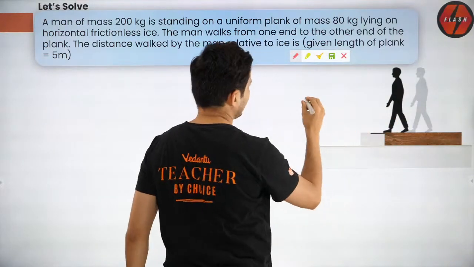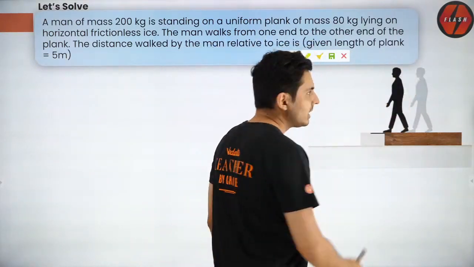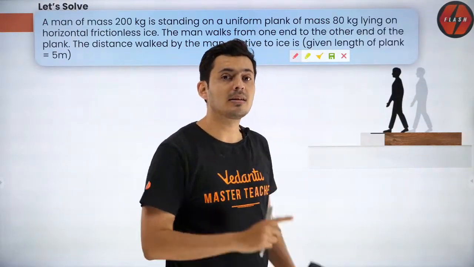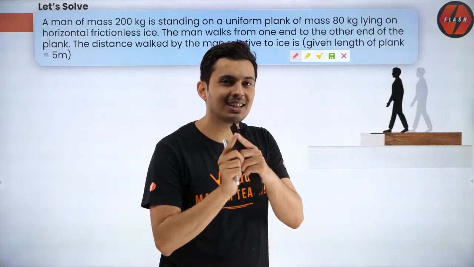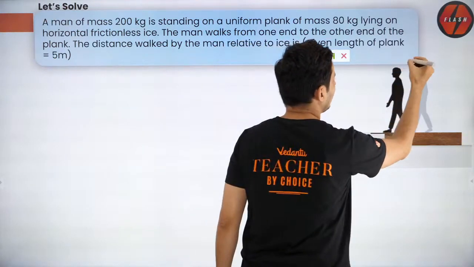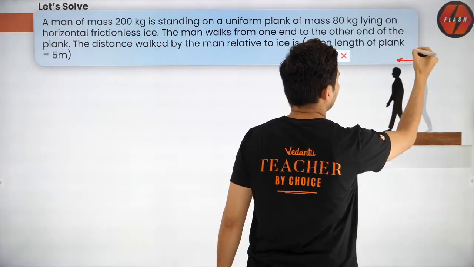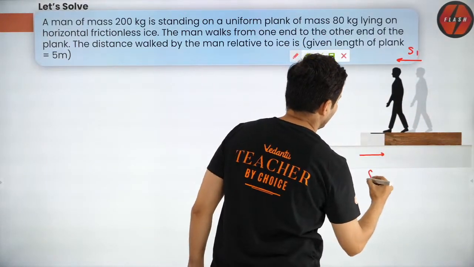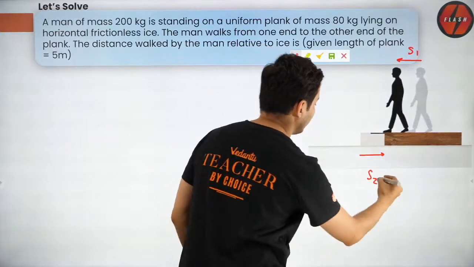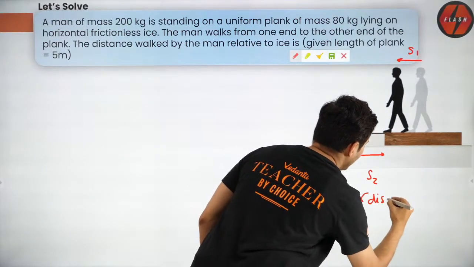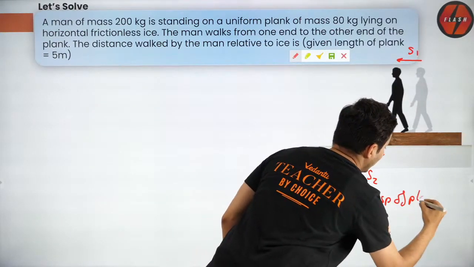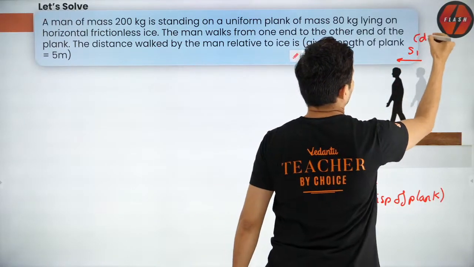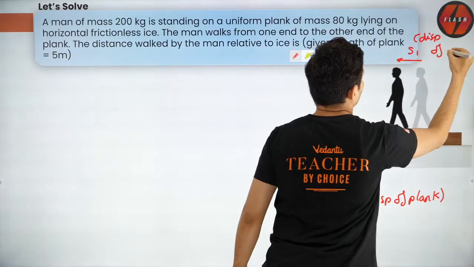So understand, I'll assume some variables. Here there are 2 masses, so assume 2 variables. What are those variables? Displacements, but with respect to ground. S1 is the displacement of the person and S2 is the displacement of the plank.